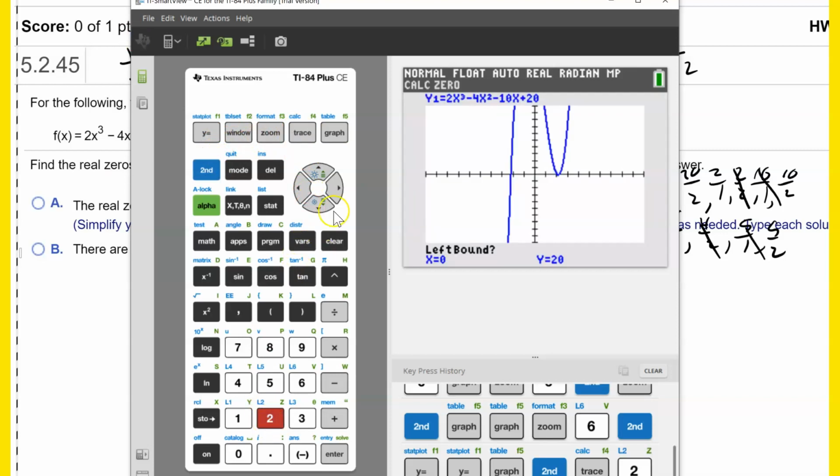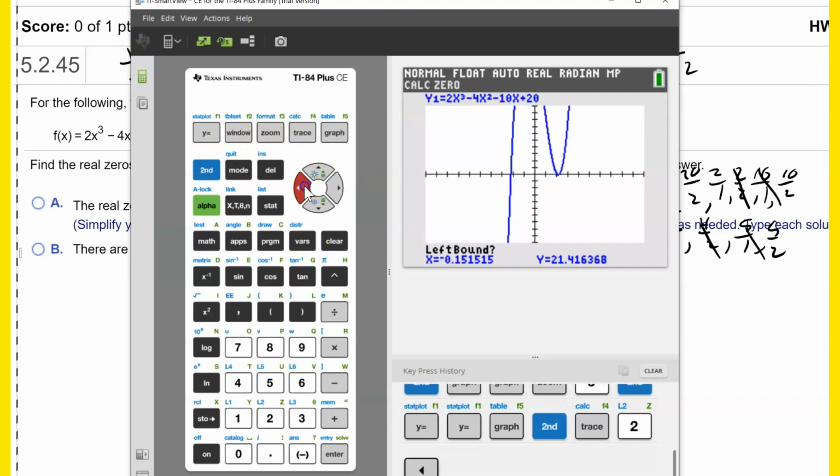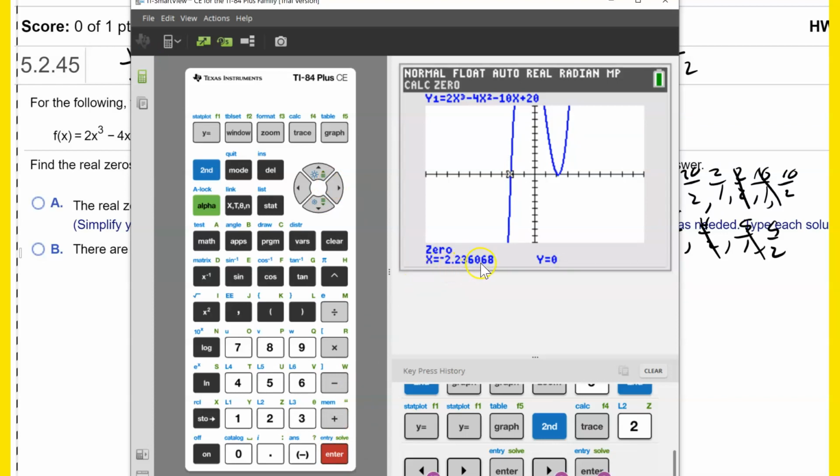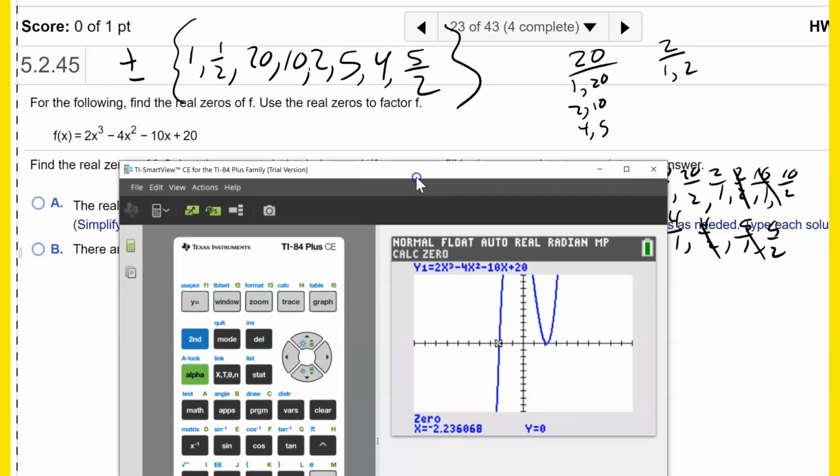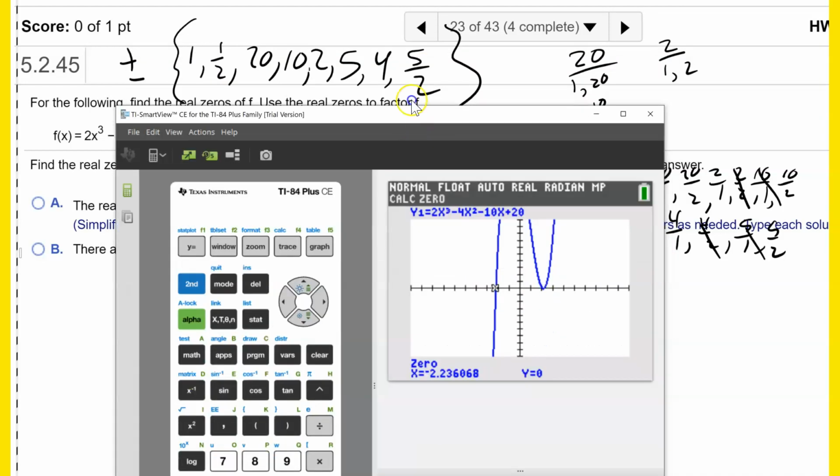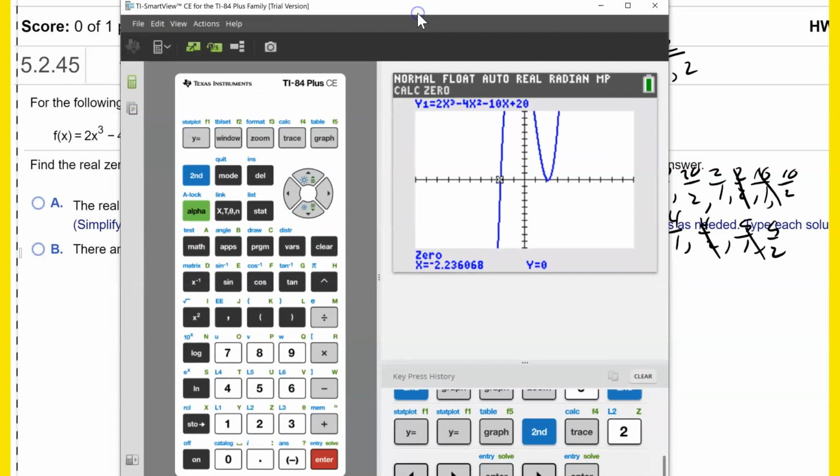Calculate the zero. And let's see here. We can have a left bound be there and a right bound be there. And I get negative 2.236068. Yeah, that's not a rational root. That appears to be an irrational root. Let's try the others.